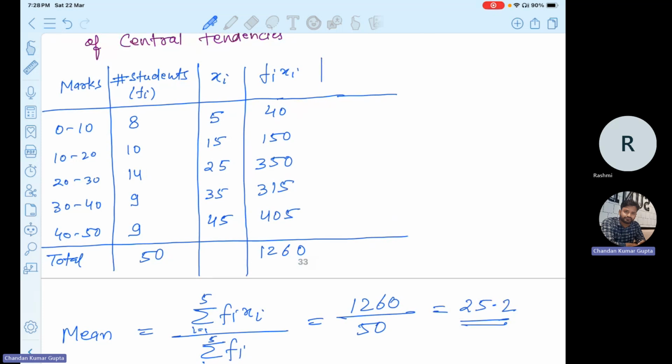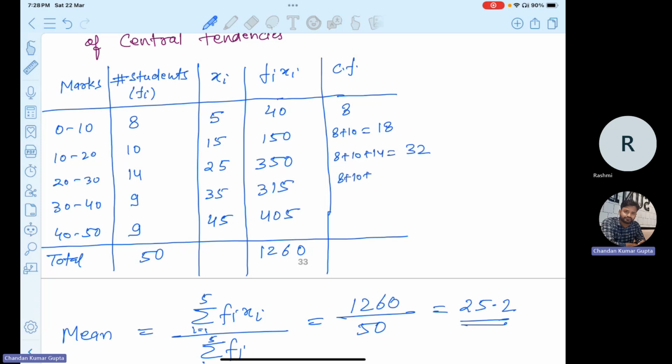Since there is no cumulative frequency column, first let's create one. This is the cumulative frequency. So it is 8, 8 plus 10, that is 18. So 8 plus 10 plus 14, that is 32. Then 8 plus 10 plus 14 plus 9 equal to 41. And the last one is 50.